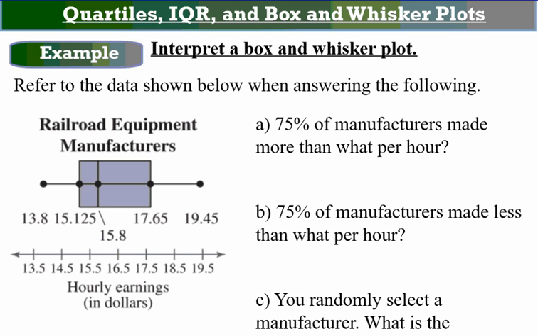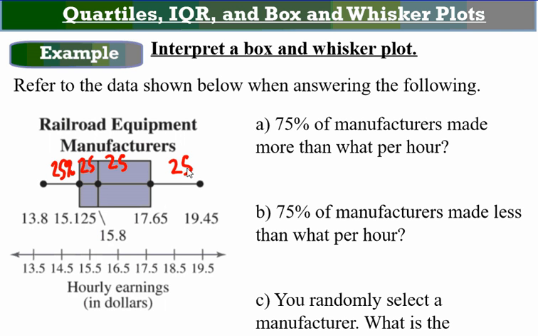Once I have a box and whisker plot, I know how to draw them and graph them. We can use them to answer questions. So here's an example that's already been constructed for us. Refer to the data shown below concerning the hourly earnings, so hourly rate for railroad equipment manufacturers. Be aware when I construct a box and whisker plot, it makes it into quartiles. So that means 25% are in here, 25% here, 25% here, and 25% here.